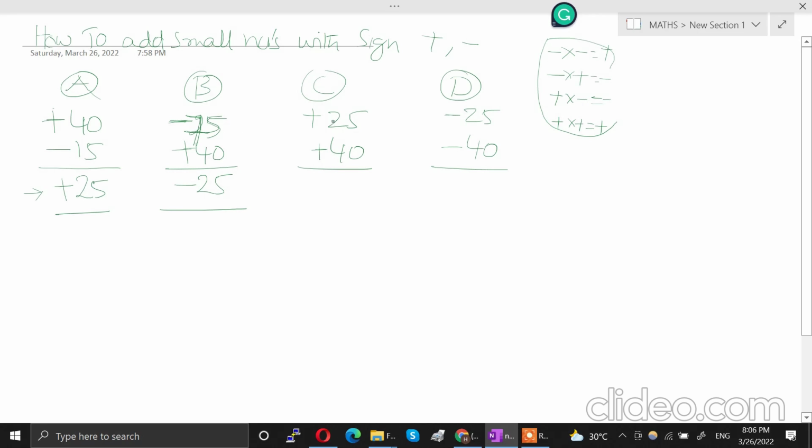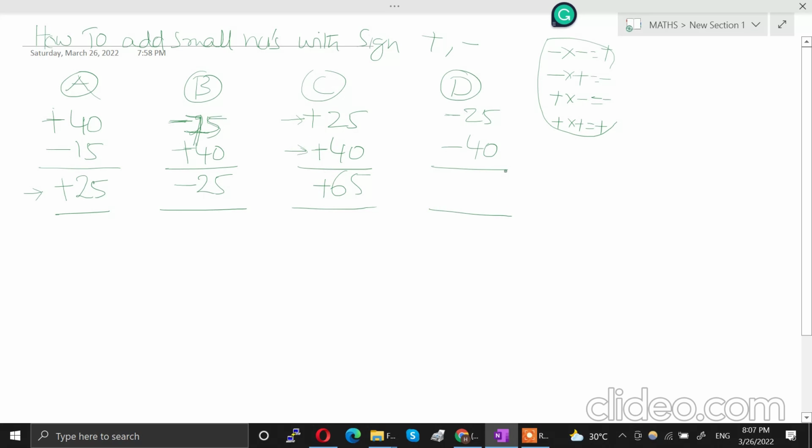Now what about if both numbers have the same symbol? In this case, positive 25 plus positive 40, you simply add. If they both have the same sign, either plus or minus, you simply add them. When you add, you get 65. Now you simply put the symbol that is there, so that becomes positive 65.